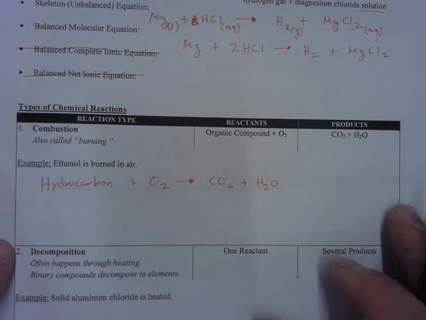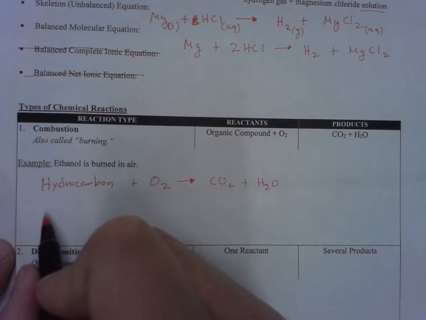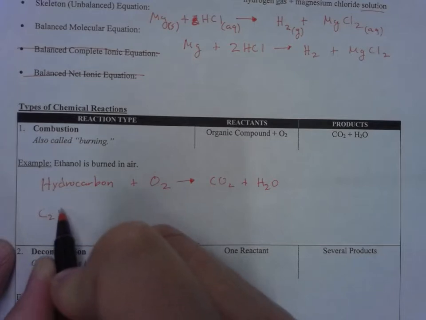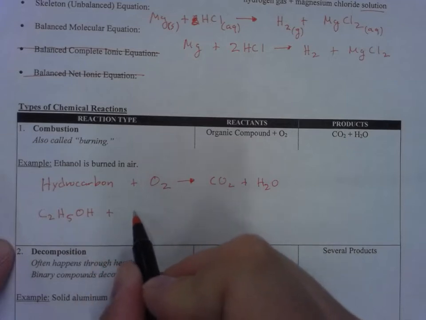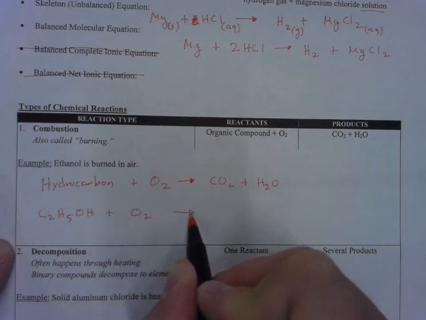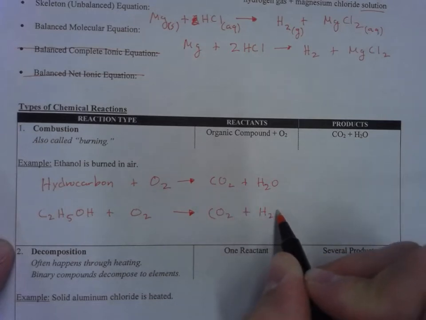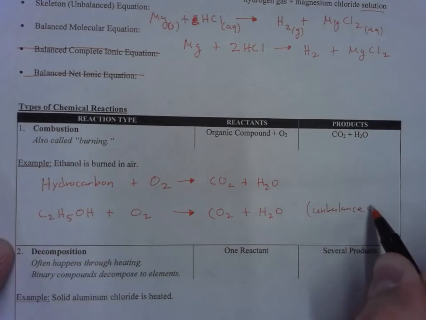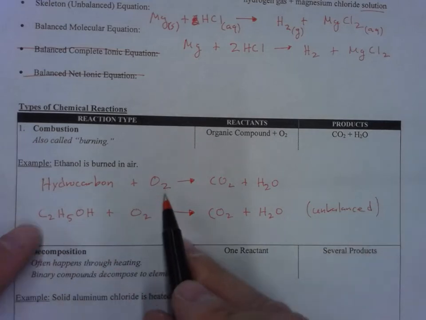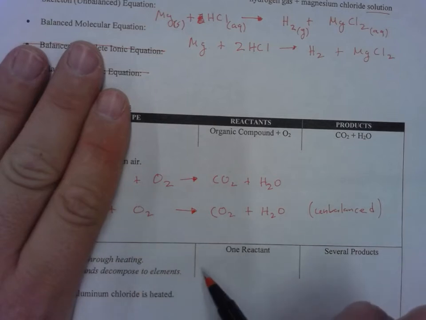Okay, so let's go ahead and try that. Let's say ethanol is burned in air. Ethanol is C2H5OH plus O2 yields CO2 plus H2O. This is unbalanced. That's unbalanced. But let's look. This part right here is exactly as I told you in the example, right? Something plus oxygen yields carbon dioxide and water.